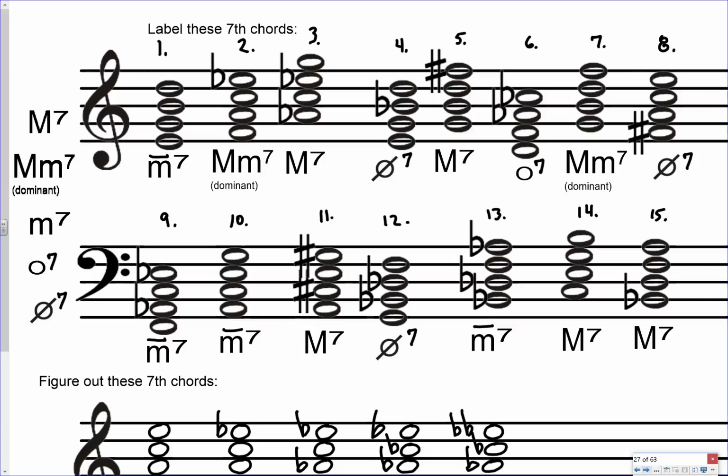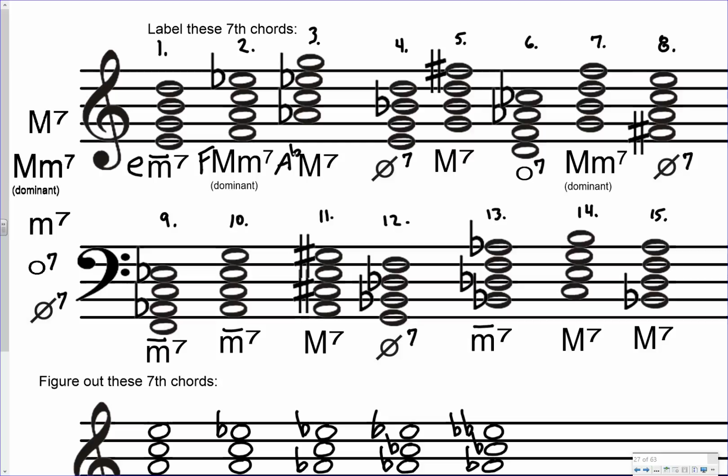If I want to label the specific name of the seventh chord, here's how I would do that. For the first one, the minor seventh, I would put in lowercase e. For the next one, I would put a capital F, the triad is major. For the third one, I would put a capital A flat.